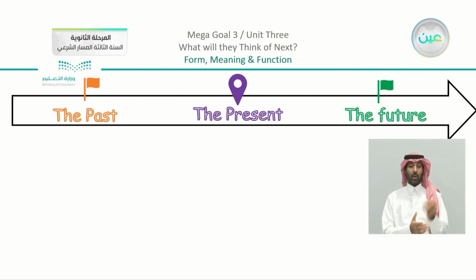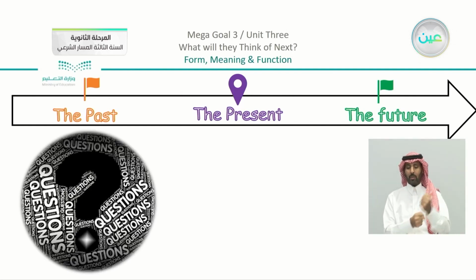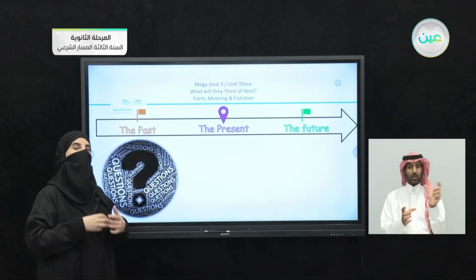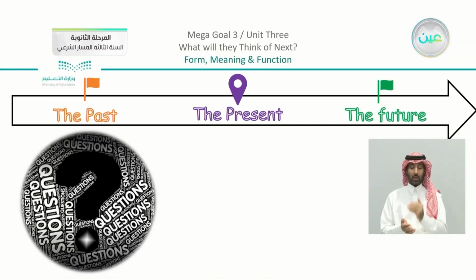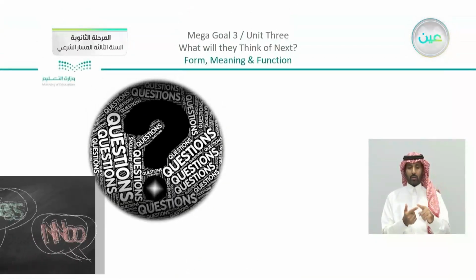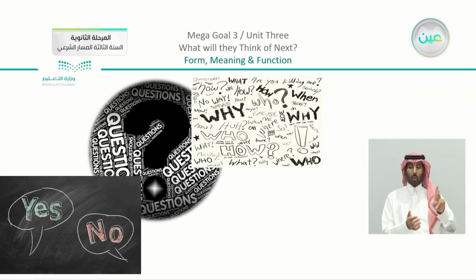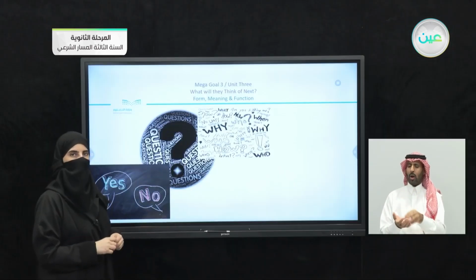In the last lesson, we talked about the present simple and the past simple. We specifically talked about how to make questions. Now, there are different types of questions. Of course, we have the yes-no questions, and also we asked information questions using different question words.